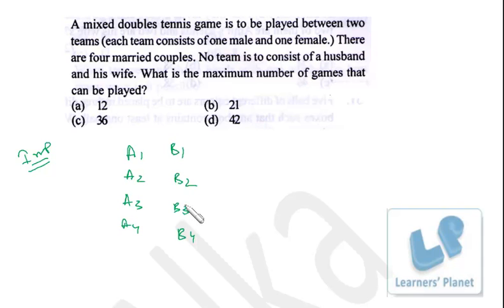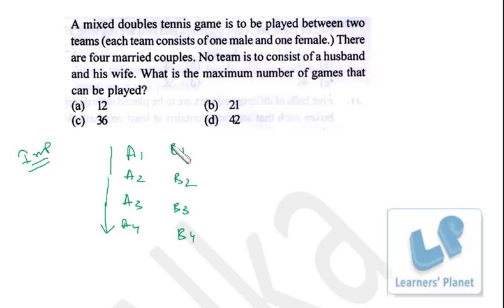B2 should not come here. B3 should not come here. B4 should not come here. These 4 are fixed persons, right? You might have learned that problem of envelopes and letters, that all the letters should get into the wrong envelopes, right? Suppose there are 4 envelopes and 4 letters. In how many ways can we arrange them so that each letter gets into the wrong envelope? This is a similar problem. The concept is quite similar, right?